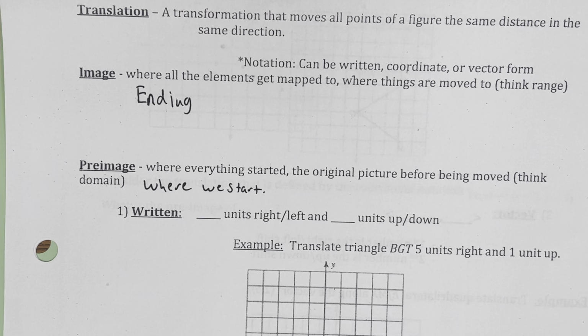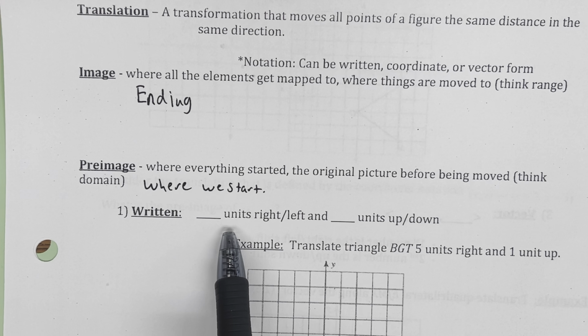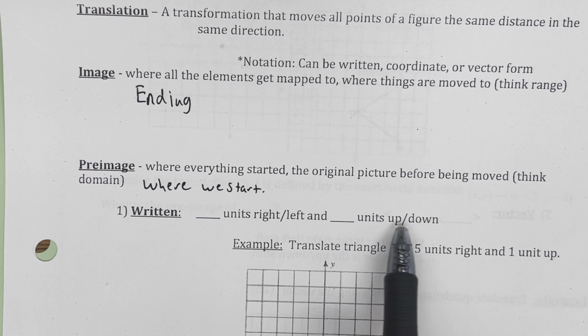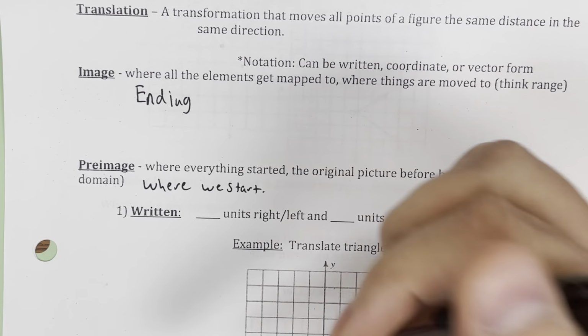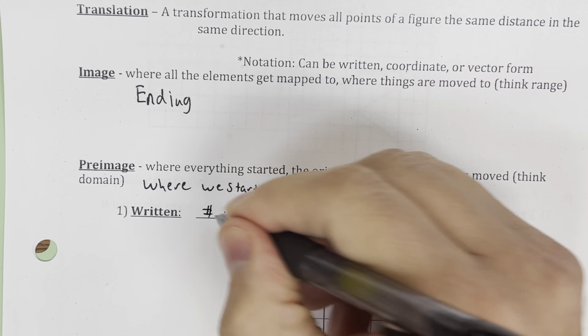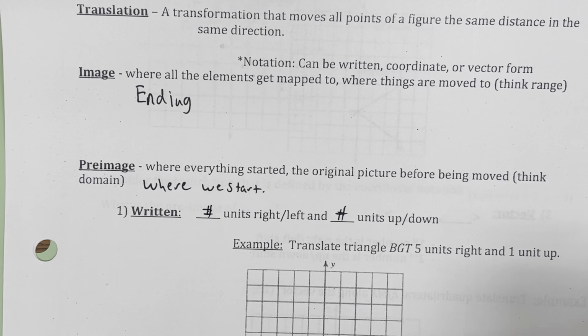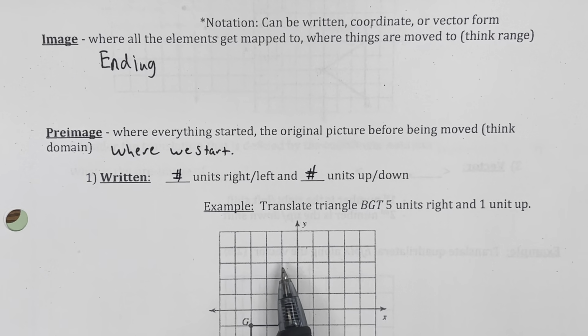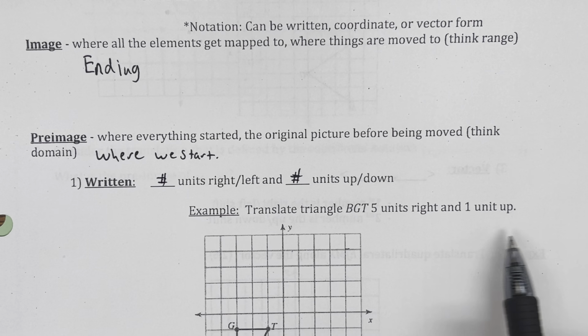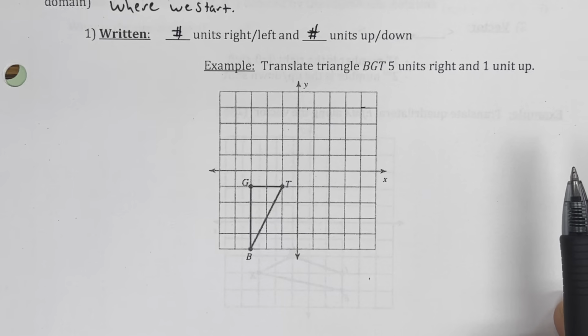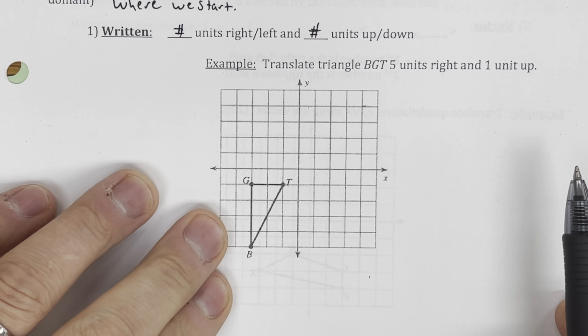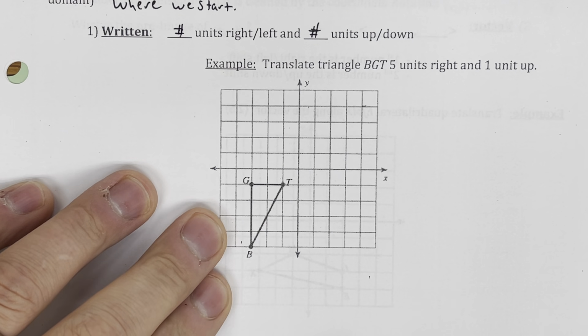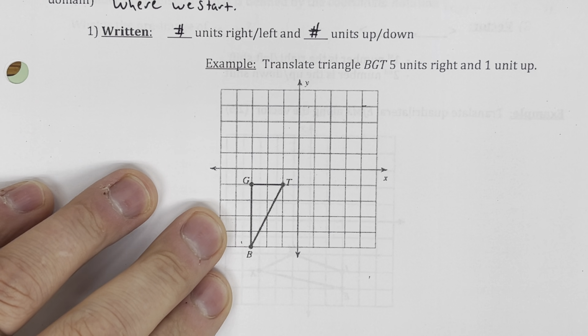So, with our first translation, we're going to use it in written format. Written format's just going to say we're going to go so many units right or left and so many units up or down. So it's just going to be a value, so a number of some sort. Typically it'll be a whole one. And we are going to move it based off what it says. So this one says translate the triangle 5 units right and 1 unit up. So I need to take all of these points of the triangle, the vertices, and translate them 5 units right and 1 unit up.